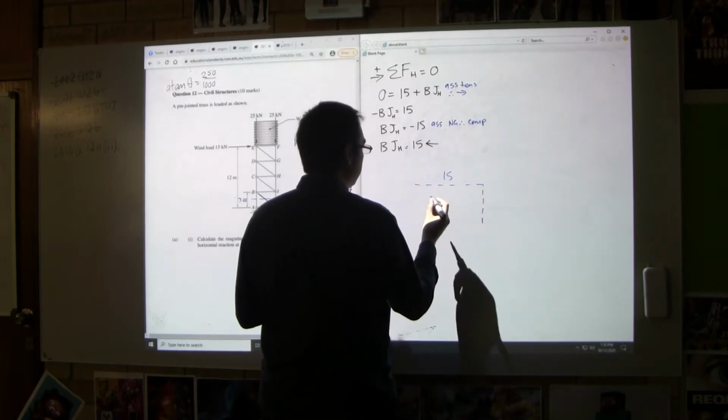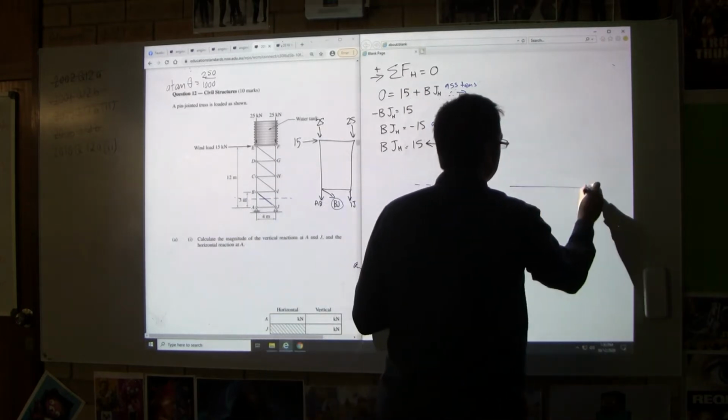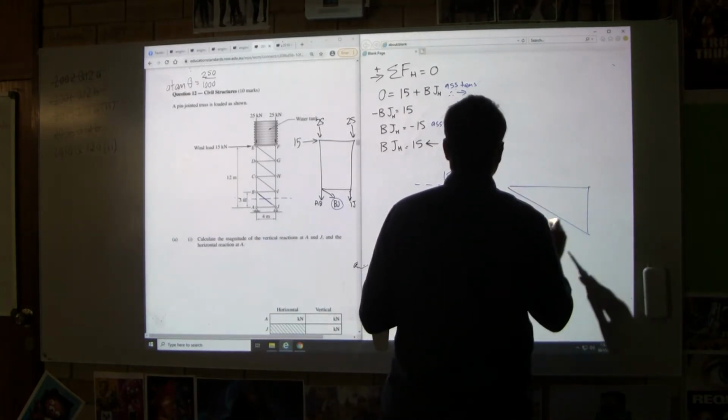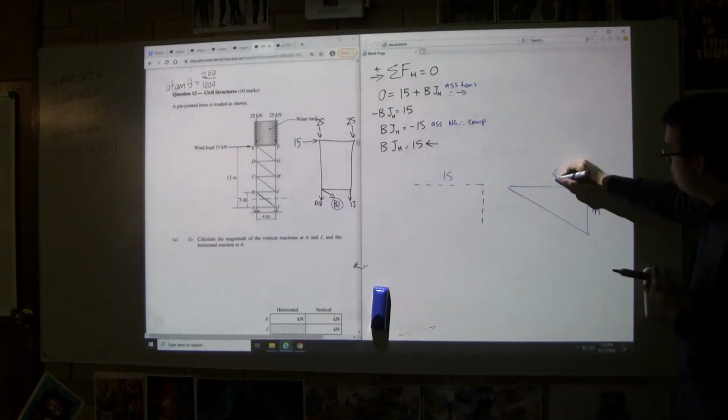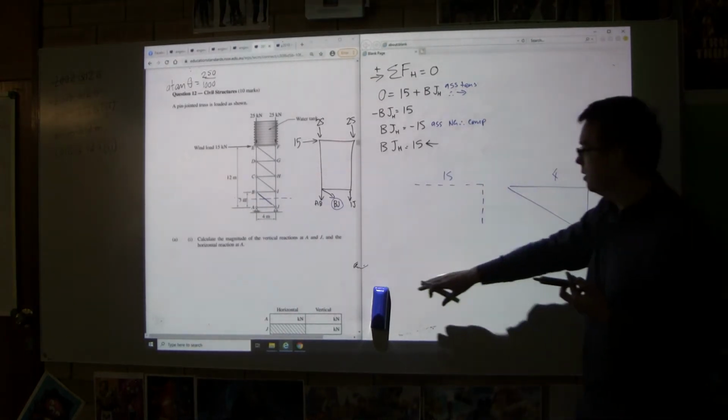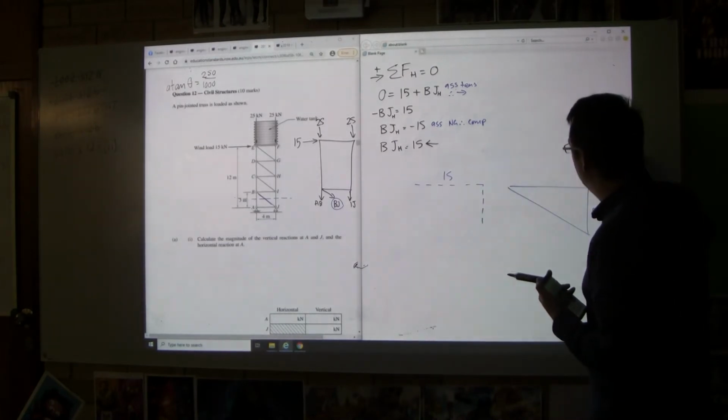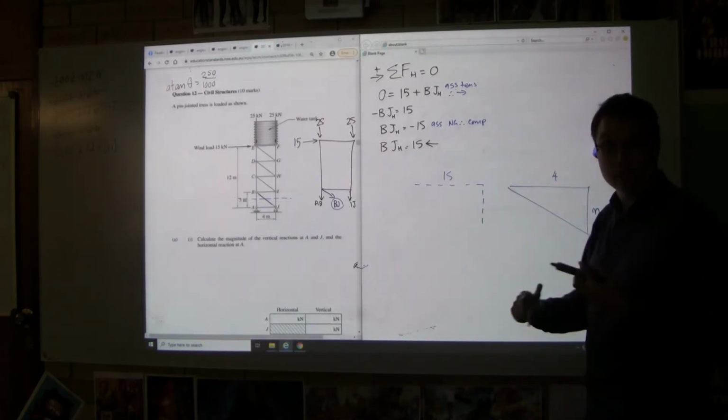Well, to do that, what we need to know is the size of this triangle. This triangle here is 3 and 4. So what is this size? 5. Excellent. I'm so impressed that you knew that. Now, you possibly didn't know that, right?